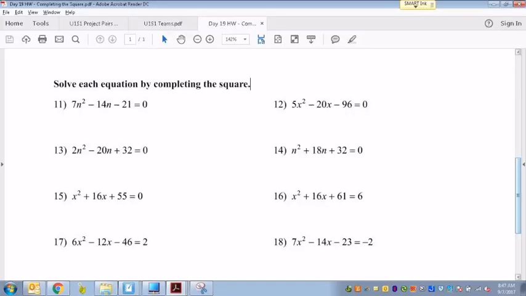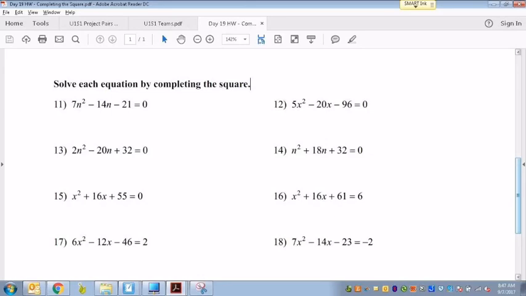Alright, so I'm getting a lot of questions about how to complete the square when there's a number in front of x squared, or there's a number that's not 1 in front. So, like number 11, number 12, 13, 17, 18. Notice how, like on number 12, for example, there's a 5 in front of x squared, whereas at 14, of course, the invisible 1. Completing the square is a lot easier when there's no number in front, okay? But it's not impossible. All right, so let's go over number 12.